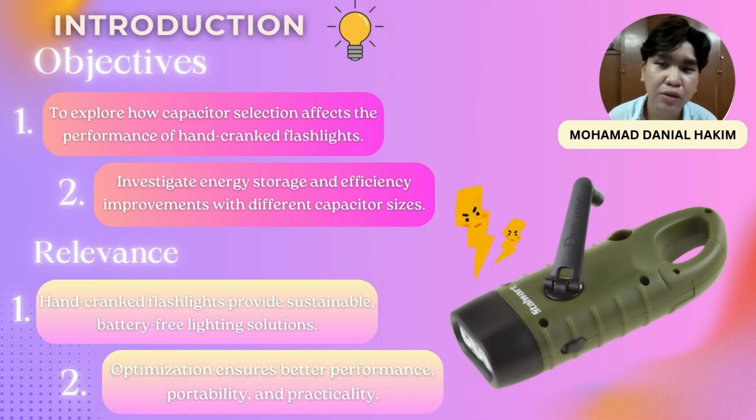Okay, for the introduction, we have objective and relevance. For the first objective, to explore how capacitor selection affects the performance of hand crank flashlights. The second objective is to investigate energy storage and efficiency improvements with different capacitor sizes. For the relevance, the first one is hand crank flashlights provide sustainable battery-free lighting solutions. For the second one, optimization ensures better performance, portability, and practicality.